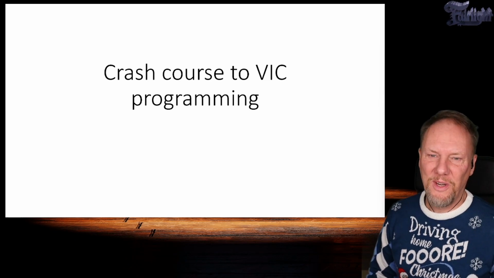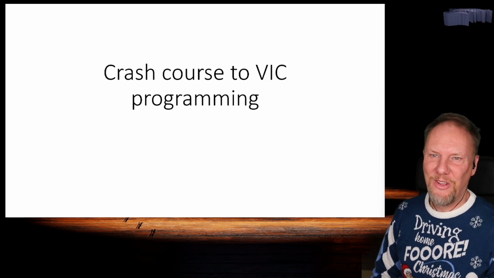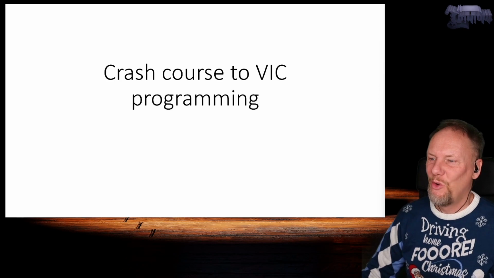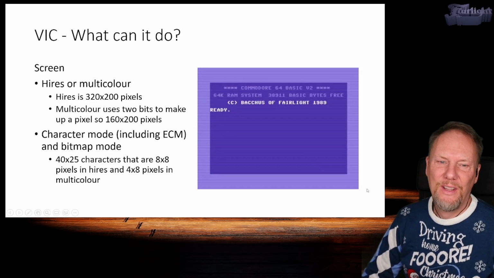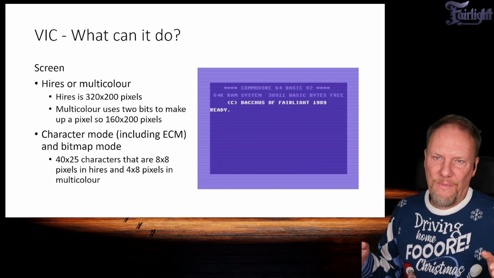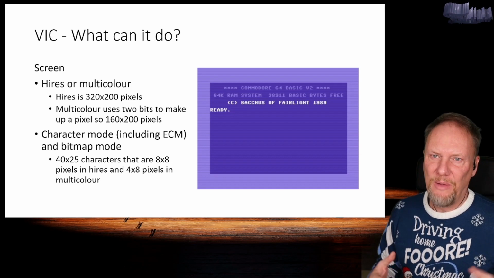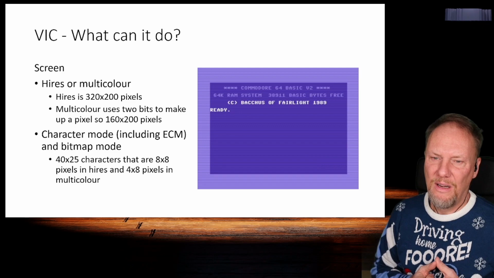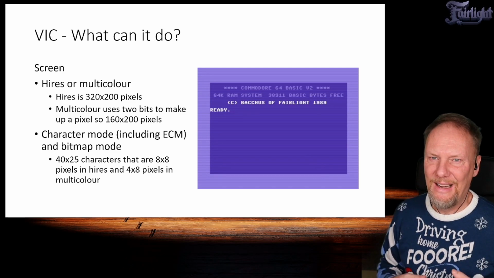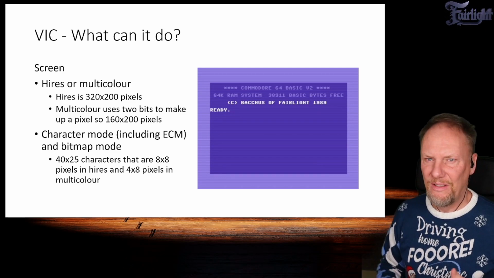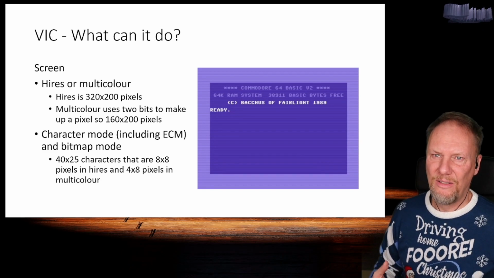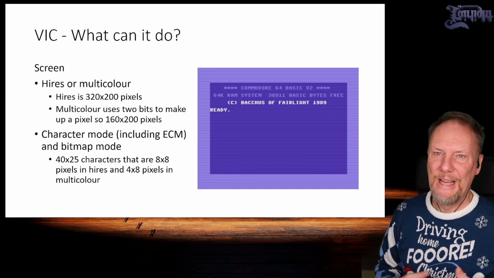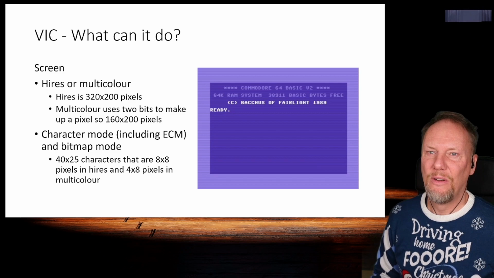Okay, so welcome to the crash course. Let's see how crash it will be and how much coarse it will be. So VIC is the chip inside the C64 that generates the graphics, and basically any of its registers is affecting something that has to do with the visual output of the C64.